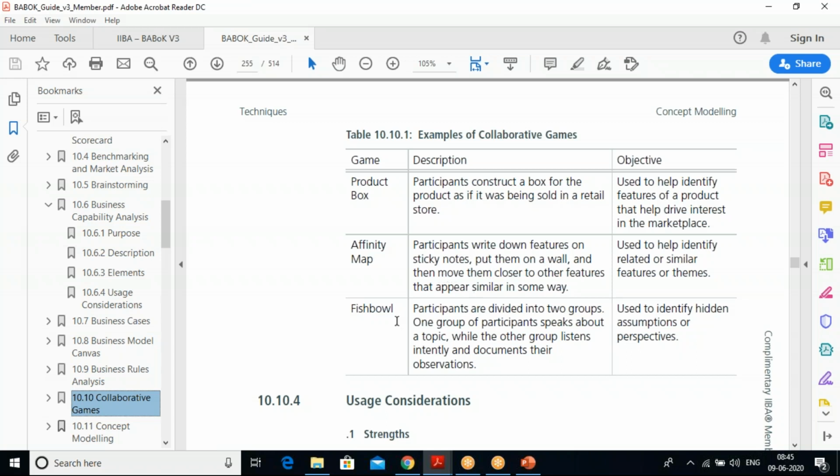Okay. And the fishbowl means here we'll divide all the participants into two groups. One group will be explaining about that particular topic, the other group will listen to it and start writing it. Here what are the various assumptions we have, and what constraints we have, what perspectives we have, we'll understand through fishbowl. So these are some of the collaborative games which we can actually do before we get into the mainstream of eliciting the requirements or having discussions with the stakeholders.